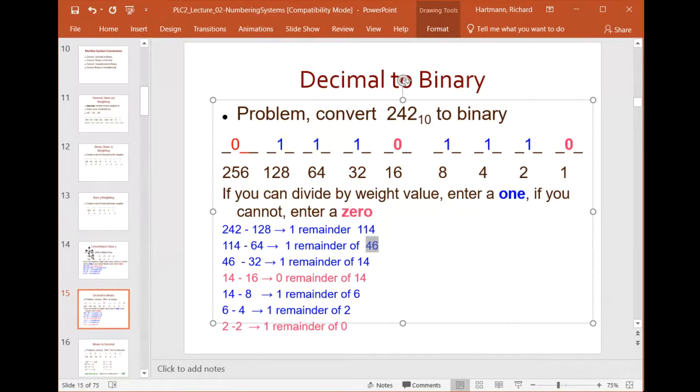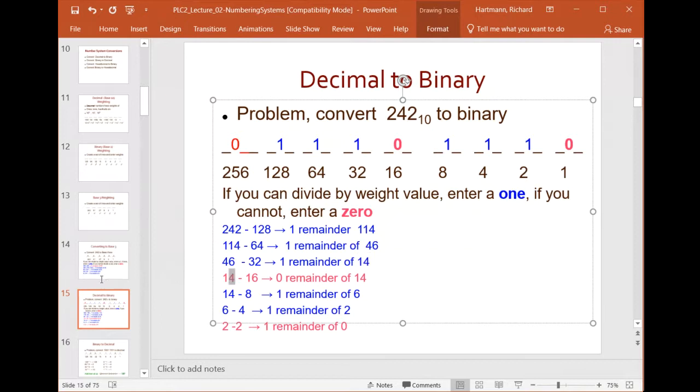Then I'm left with 46. So now I'm going to subtract the next column, which was 32. And again, I'm going to ask, can I subtract 32 from my 46 and get a positive value? And the answer is yes, of course. 46 minus 32 gives us a positive 14. And so I can do that. So I'll put a 1 here in the 32s column, and I have my remainder of 14.